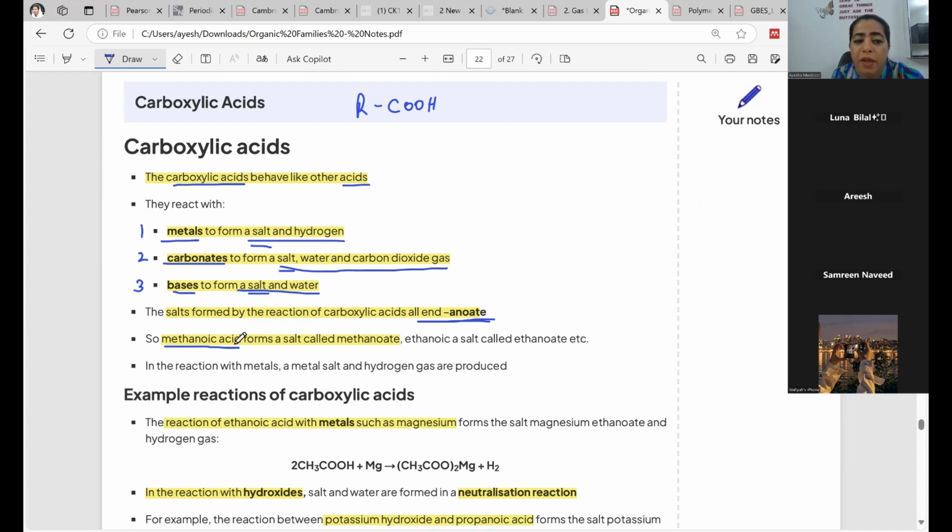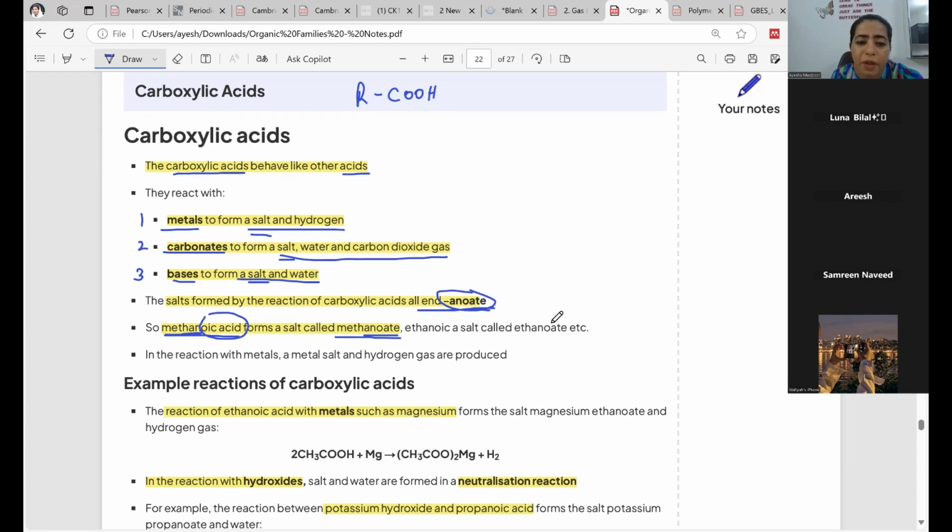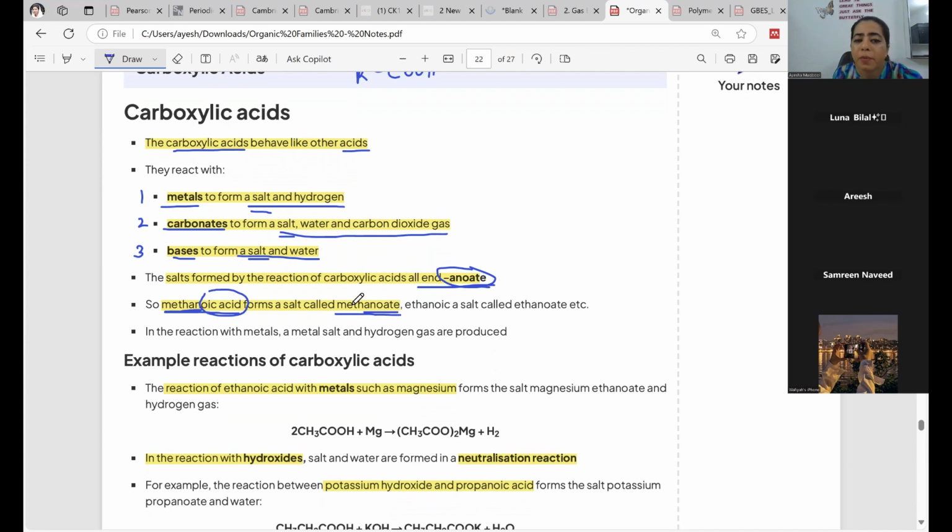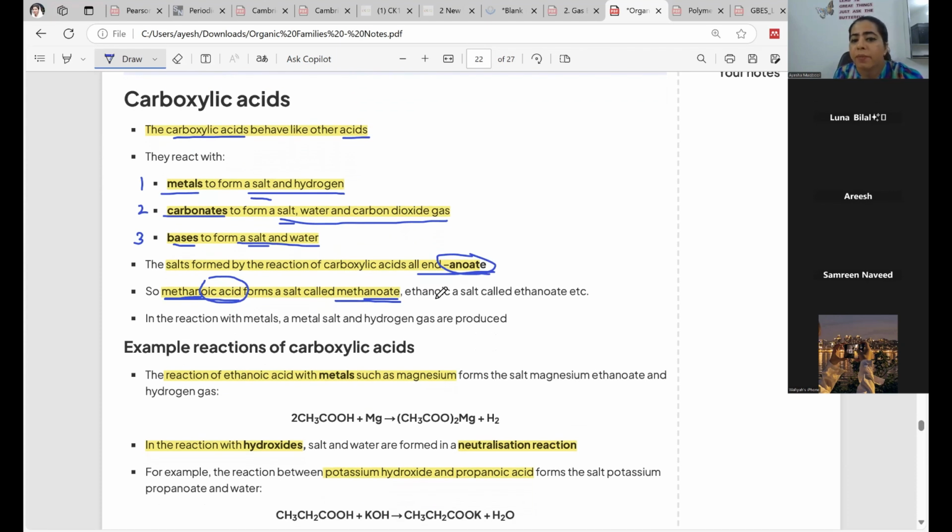Salt of methanoic acid will have the name methanoate. So take the methane from the name, and in place of the -oic acid, you write -oate, like this. So methanoate. Just add this at the end of the name. All the salts of carboxylic acids will have -oate at the end of the name. The ethanoic acid name will be ethanoate when it converts to the salt.